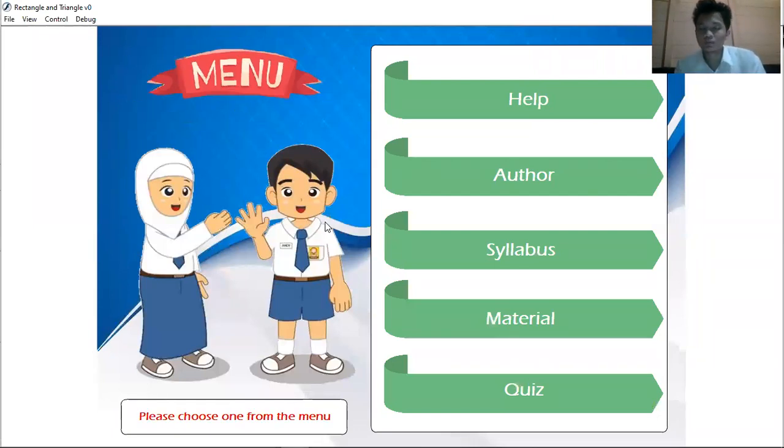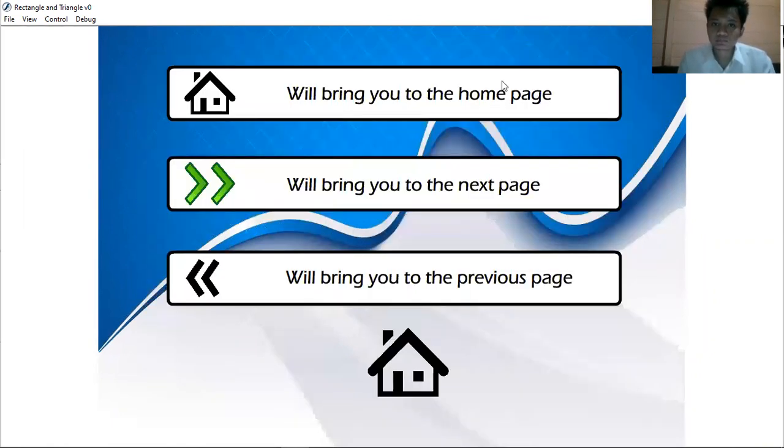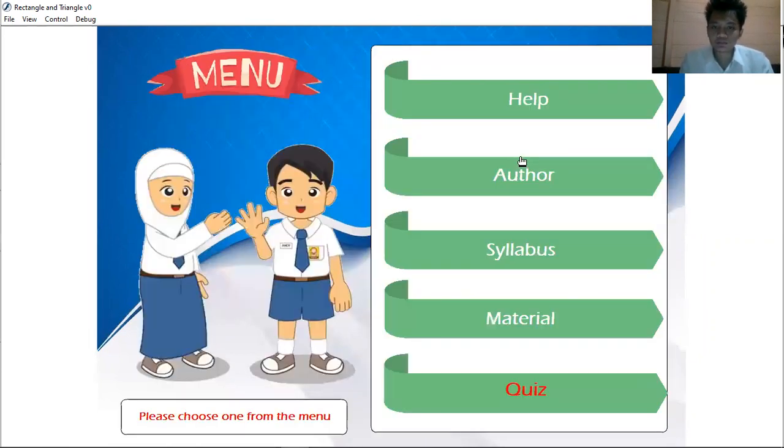Here is the menu of my media. Please choose one from the menu. The start page will have icons: this icon will bring you to the home page, this icon will bring you to the next page, and this icon will bring you to the previous page. Back to home. Next is author.